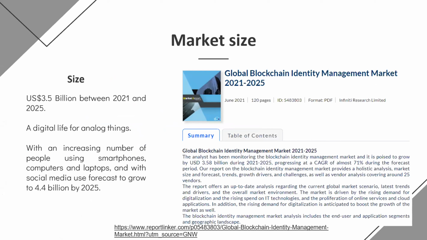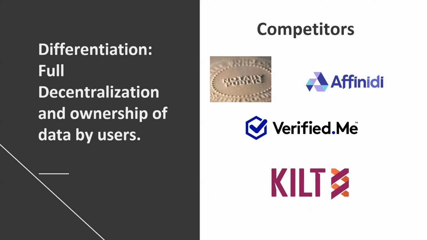The market size is $3.5 billion between last year and 2025. It's a digital life with a decentralized identity, for analog things also. Finally, we have competitors, for example notaries, or Affinity and Verify Me as Web2 platforms, and there is another blockchain platform, Kilt Protocol. But the difference is that in Kilt, you can save only the proof of the data, not the data. With Oasis, we want to save all the data, on a fully decentralized platform.